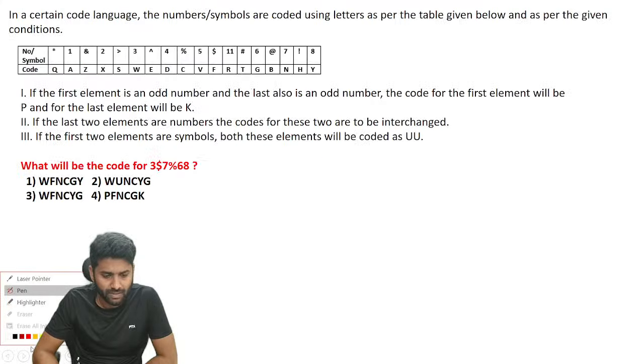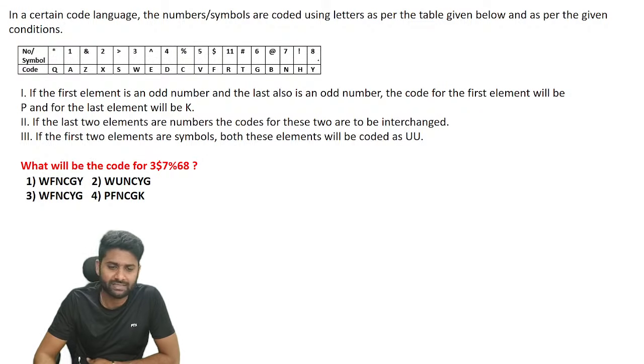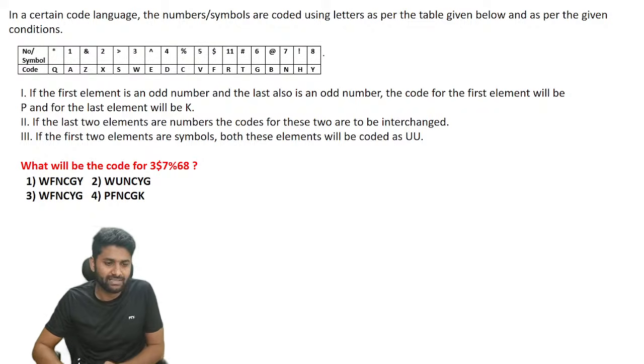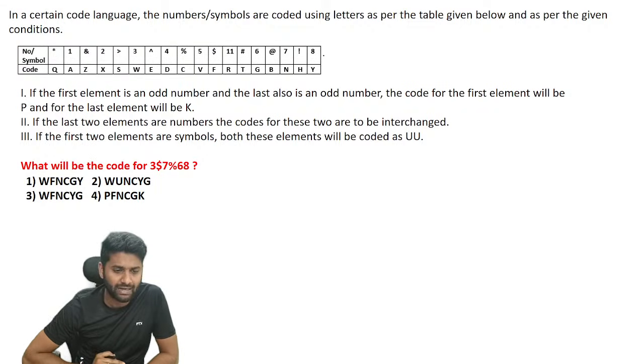Next, again, let's see this question from coding and decoding. It's all about conditions. First, understand the model here. In a certain code language, numbers and symbols are coded using letters as per the table given below, as per the given conditions. So they are already given as numbers or symbols, represented with different elements, and the numbers are given in the above row, and the respective codes are in terms of letters.